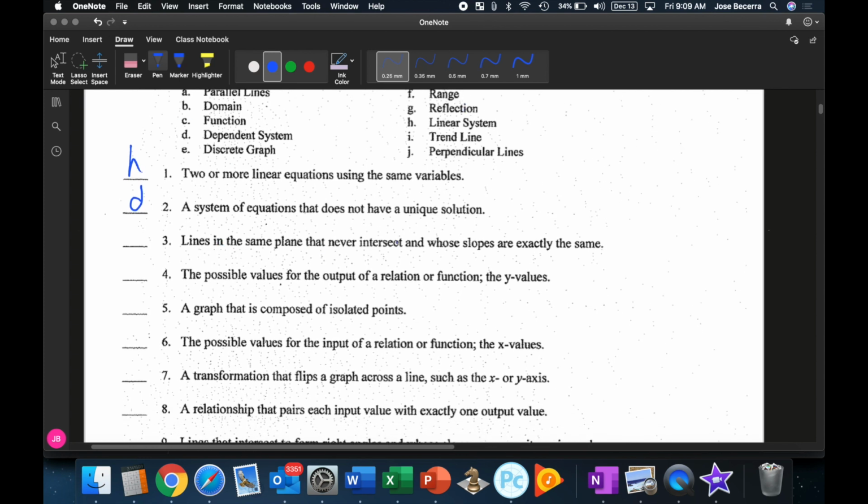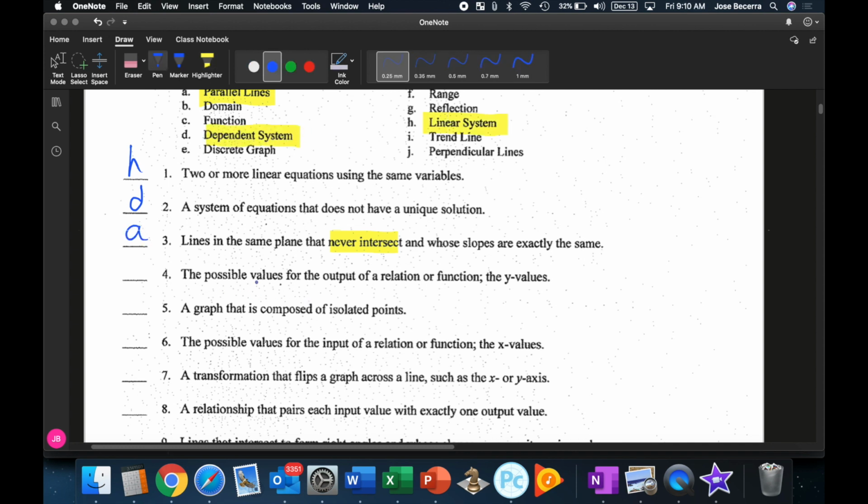Lines in the same plane that never intersect. Never intersect. Oops, my bad. I meant to use the highlighter. That never intersect are going to be what? Parallel lines. Let's start crossing off the ones that we already used. This is parallel lines, so it's going to be A.